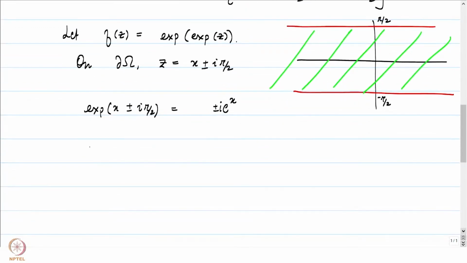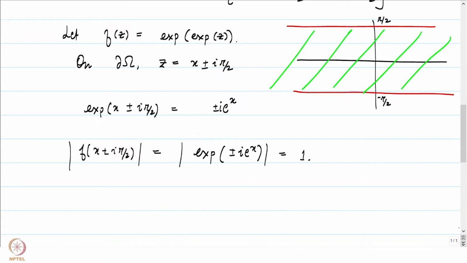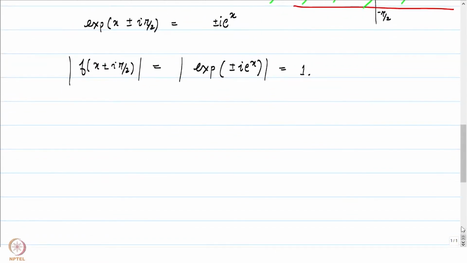So if you look at f of x plus or minus i pi by 2 and look at the absolute value, this is the absolute value of plus or minus i times e to the power x, which is going to be a point on the unit circle. This is just going to be equal to 1. So the absolute value of f on the boundary is equal to 1.